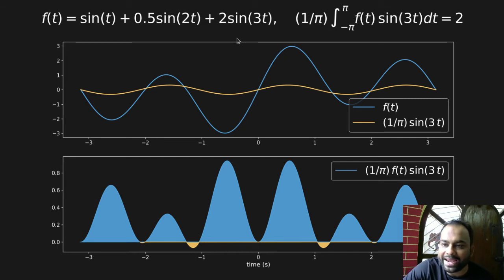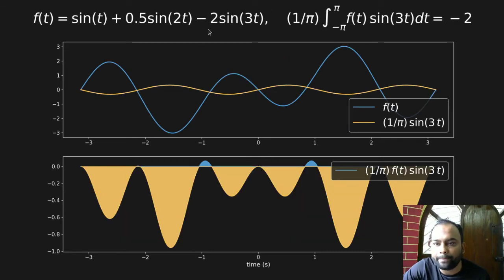How do I get that? I simply multiply the signal with sine of 3t, which is basically a sinusoid of 3 radian per second frequency, and do the integration from minus pi to pi and divide everything by pi, and the result I get would be the amplitude of the 3 radian per second sinusoidal component. And again we will see that the area is equal to 2, which is the amplitude of the 3 radian per second sinusoidal component here.